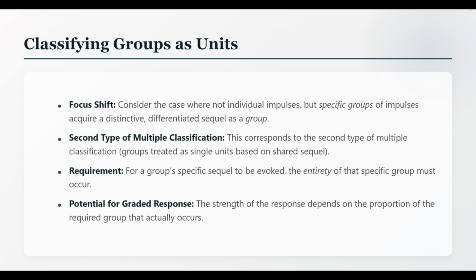Let's focus on that second type of multiple classification, treating groups as single units. Here, the entire group must fire to evoke its specific sequel. Think of it like needing the whole chord, not just one note, to trigger a particular musical response downstream. This allows for classifications based on the collective behavior of a set of impulses. And again, the strength of this group response could depend on how many members of the required group actually fire.